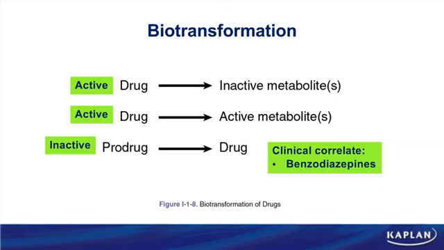Remember the third reaction here, where some drugs are prodrugs, which are inactive. Metabolism then converts them to their active form. But the rule is still the rule. Most of the time, metabolism takes an active drug and converts it to its inactive form, and the other two reactions occur less commonly.